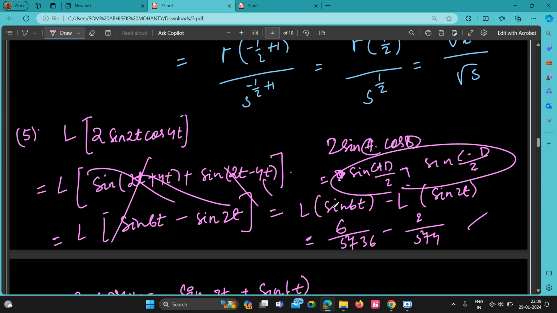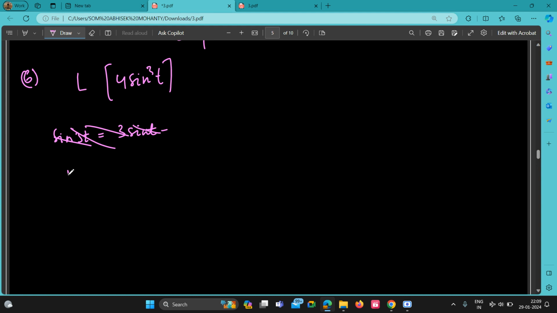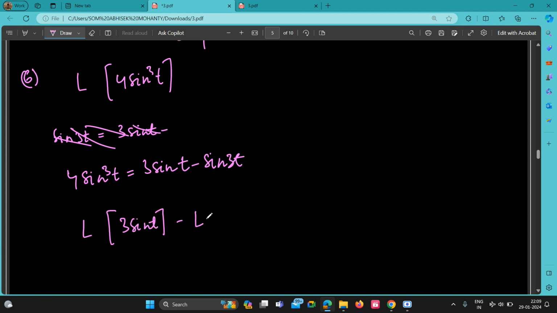Next question, question number 6: the Laplace transform of 4 sin cubed t. We know 4 sin cubed t is equal to 3 sin t minus sin 3t. So just put it: 3 Laplace of sin t minus Laplace of sin 3t. You will get the answer.